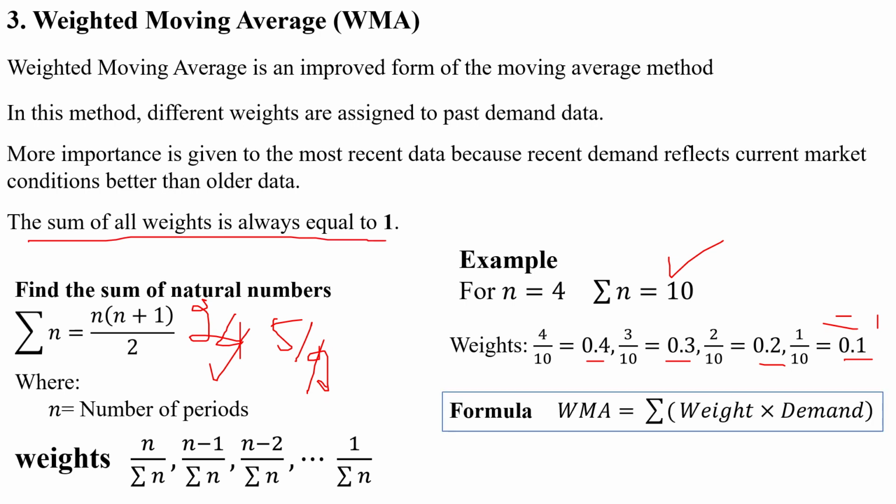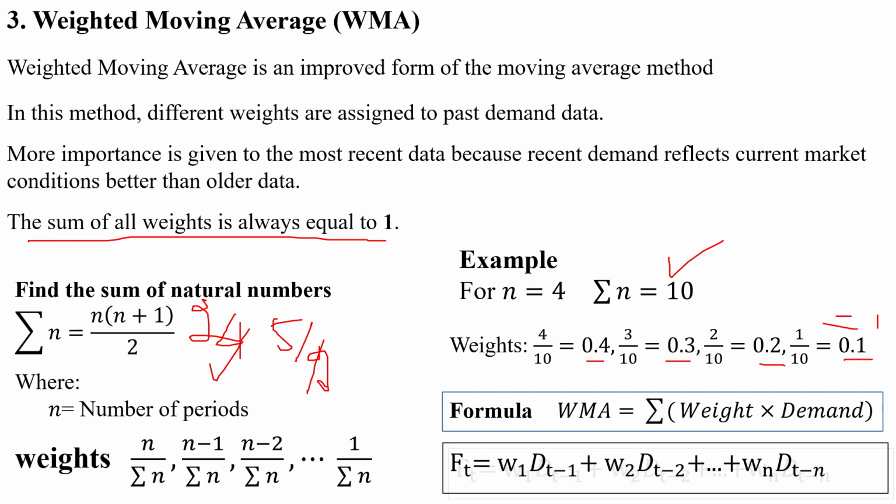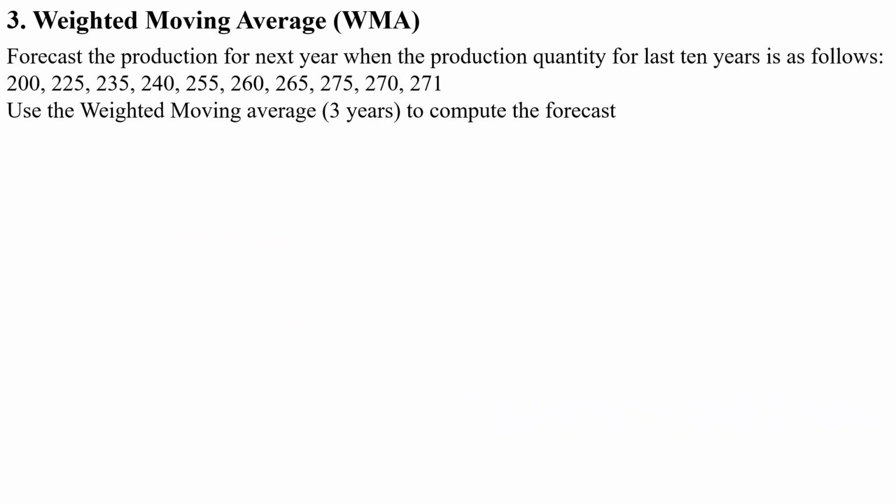And the formula for the determination of the weighted moving average, the forecasted value for a particular period, is the WMA equal to the summation of weight into demand. So F_t equals W1 into D_t minus 1, plus W2 into D_t minus 2, plus up to Wn into D_t minus n. Let's see one small example for the weighted moving average method.